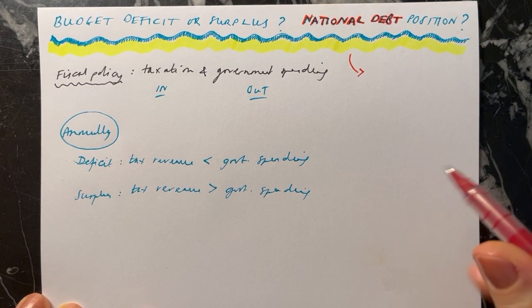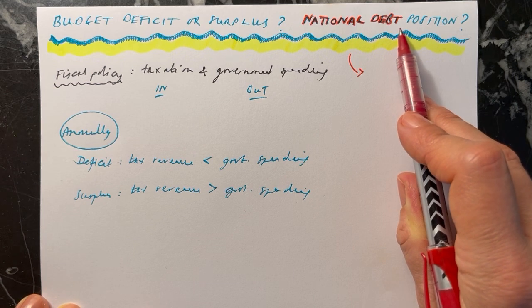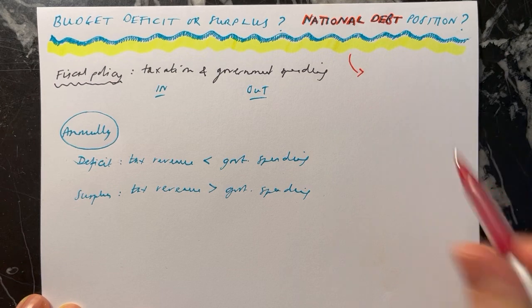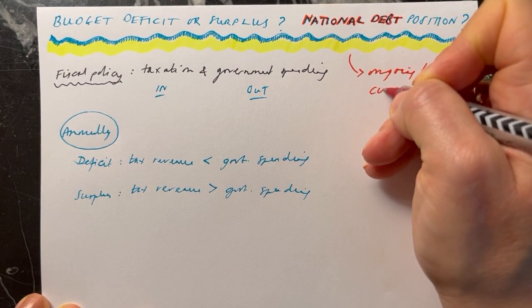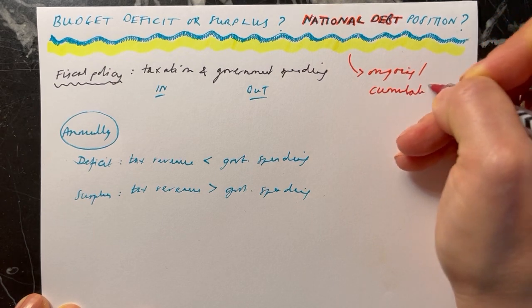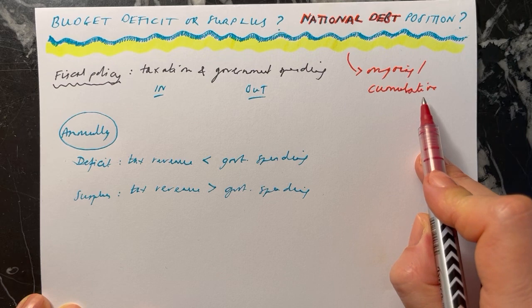The national debt is something that an economy owes to other countries. This is the total amount of debt that they have to other countries. This is ongoing, or you could say it's cumulative. So it builds up and up and up and up potentially.